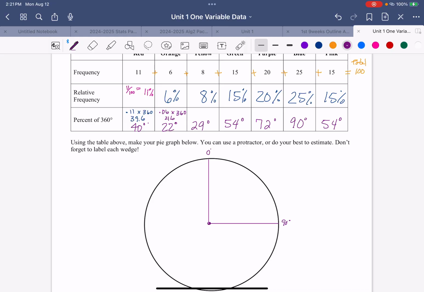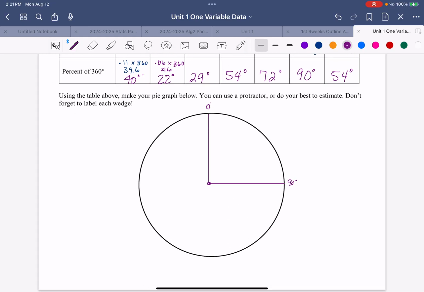Then I'm going to use my protractor, and if you need help, I'll show you how to use a protractor to measure it out. So we're going to measure out 72 degrees. I'm eyeballing it and just kind of guessing 72 degrees. So this is going to go in here. And then I keep going, and pink could be my next piece. Pink is, let's see, 54 degrees.